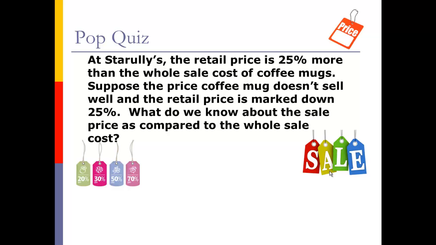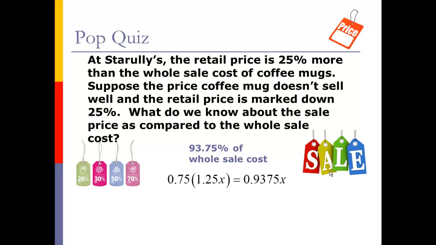So basically at the end, by marking it up 25% and then decreasing 25%, what happens? Do they come to the same amount? That's a common mistake that I see quite a bit. Just want you to know that it actually turns out to be 93.75% of the wholesale cost. What's happening here is that here's the calculation that I have.